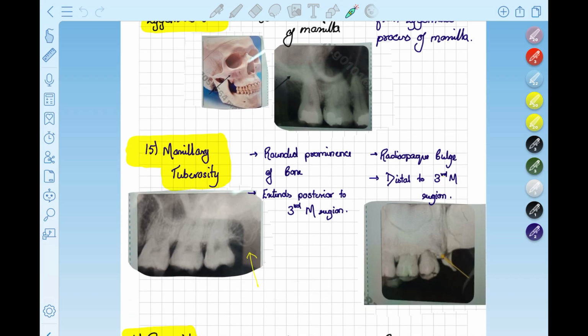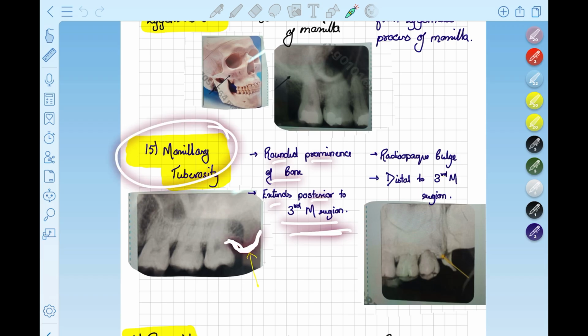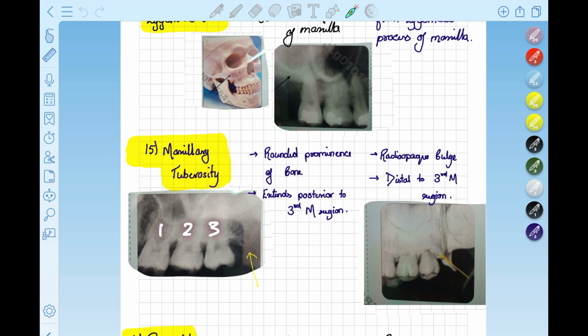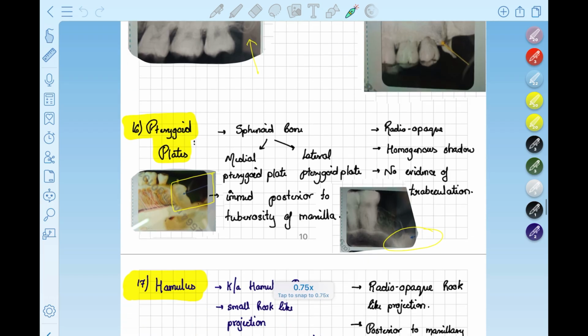The next structure we are going to see is the maxillary tuberosity. We know it is a bony landmark, so it will appear as a radiopaque bulge. It is a rounded prominence of bone that extends posterior to the third molar region. As we can see in this diagram, it is always situated posterior to the third molar. The radiopaque bulge distal to the third molar region is the maxillary tuberosity.